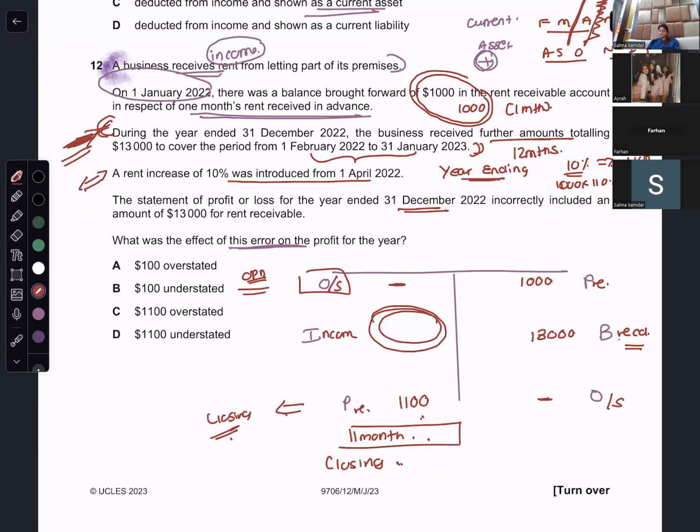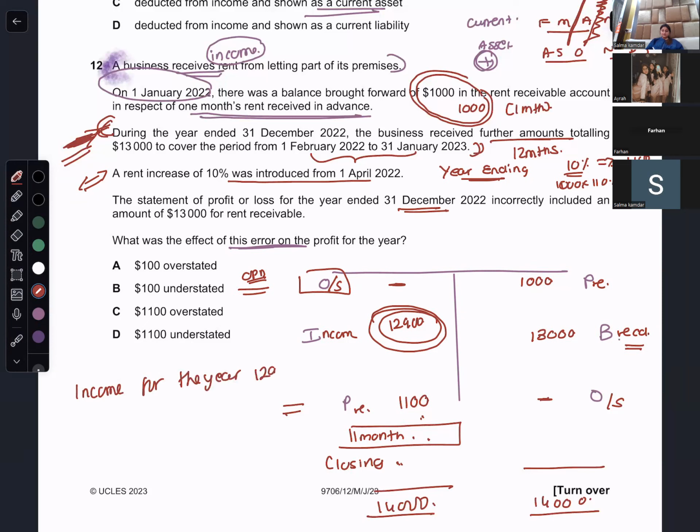Okay, so 3 months at 1,000 plus 9 months at 1,100 is 12,900. So when I make the account, I get the income for the year as 12,900. This is the actual income for the year.